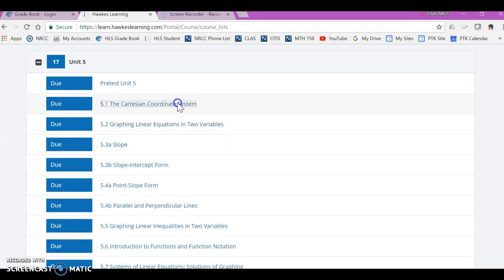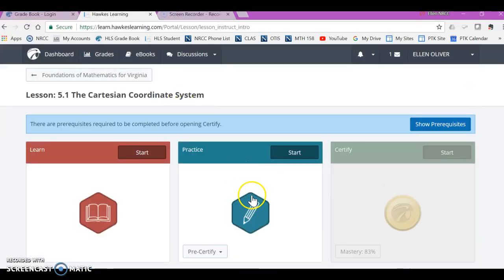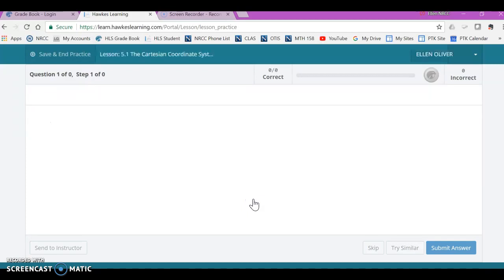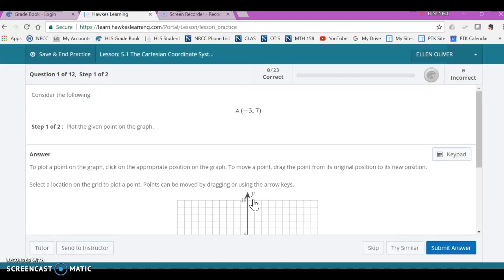All right, so these are going to be some tips for section 5.1. Hopefully this won't be too difficult of a section for you. Plot the given point on the graph. Your first coordinate, your x coordinate, tells you to go right or left from the origin, and your y coordinate tells you to go up or down.